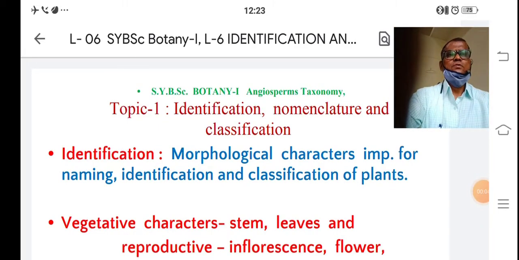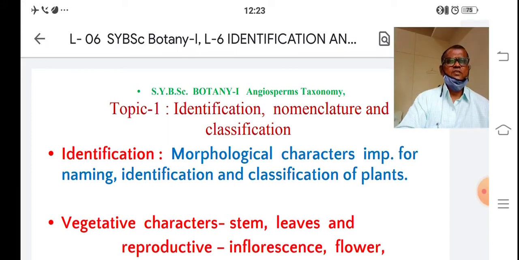So today's lecture is on the topic: identification, nomenclature, and classification. We will see it point by point. So what is identification?